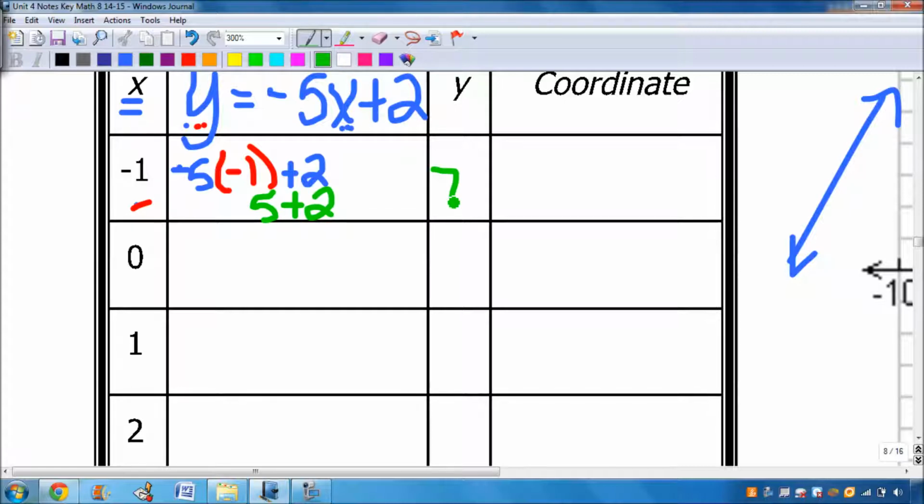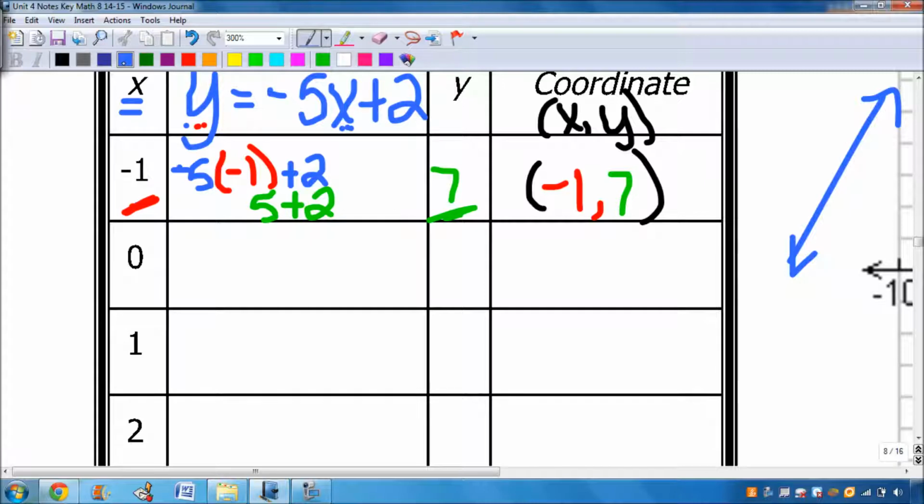Okay? So then if you look at this right here, it asks you to fill in what your coordinate is. Well, remember, a coordinate is just an x value followed by a y value, right? So your coordinate is always x comma y. Well, in this example, your x value was negative 1, and my y value right here was 7, so it's negative 1, comma 7. Okay, so that's my coordinate. Let's try the next one.